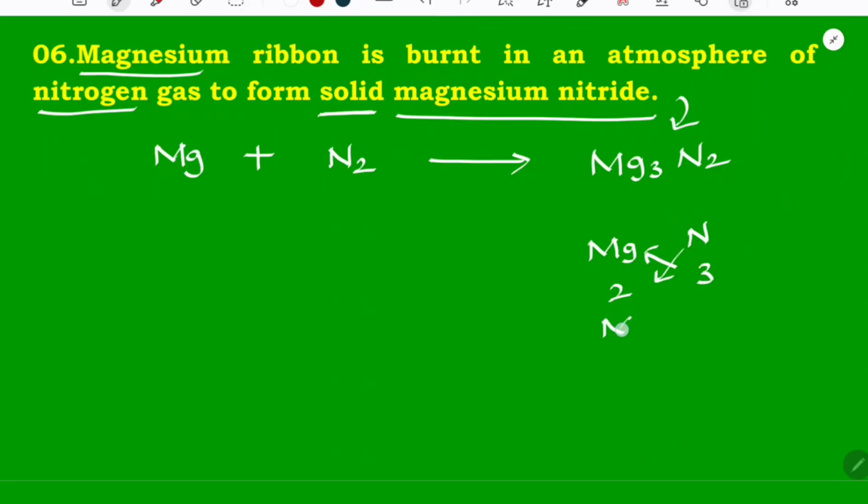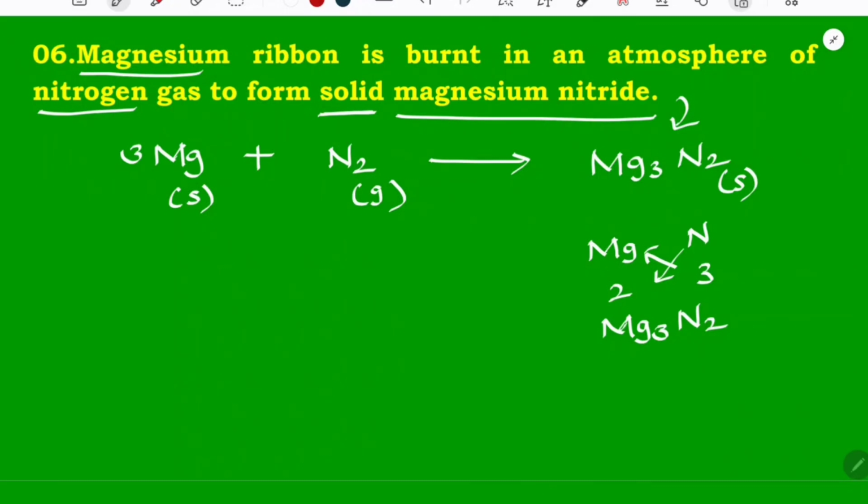So what will come? Mg3N2 will come. This is magnesium nitride. This is minus 3, this is plus. So is the equation balanced or not? How many magnesiums? 3 magnesiums. So now the equation is balanced. The physical states: this is solid, this is gas, this is solid, magnesium nitride.